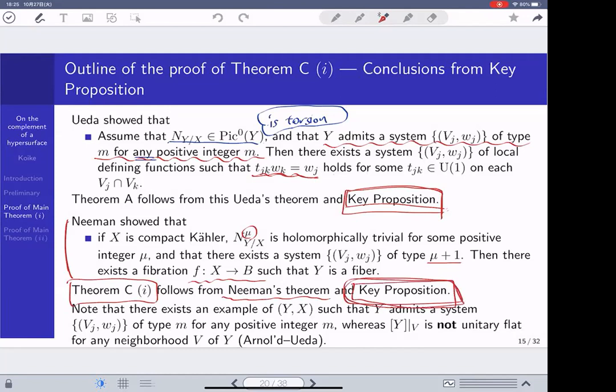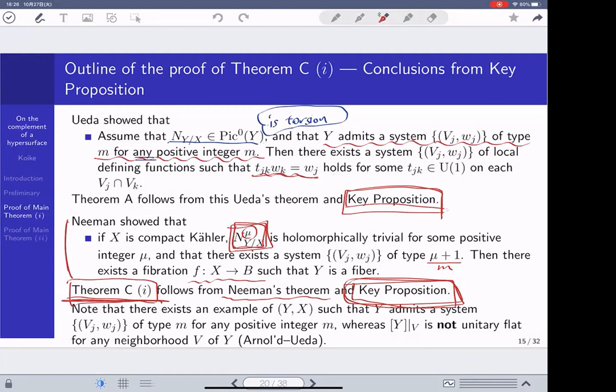Because from the assumption of Theorem C, assertion 1, there exists some mu such that it is holomorphically trivial. And from the key proposition, we have that for any m, there exists a system of type m. So what we have to do is just to show the key proposition.